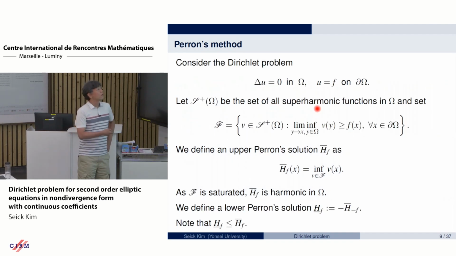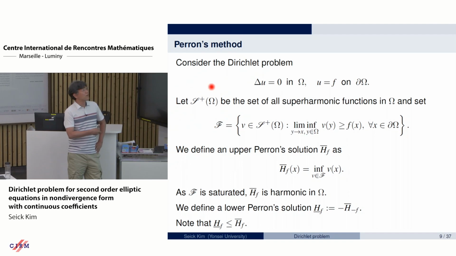So this is my notation for superharmonic functions. Then you have all the superharmonic functions, you call this family F, the set of all superharmonic functions whose boundary value, in this sense, is bigger than or equal to f at every point of the boundary. So then you can easily see this class F is saturated.